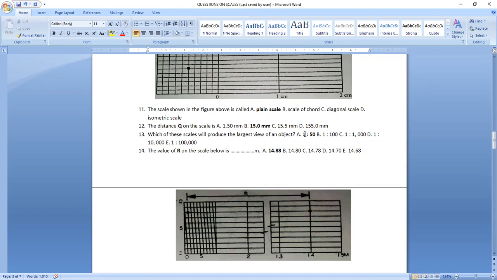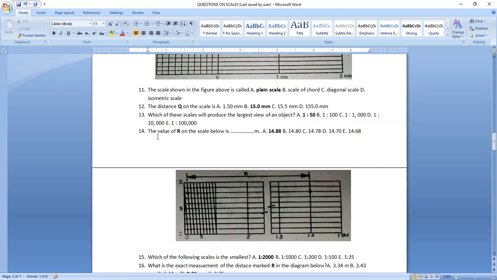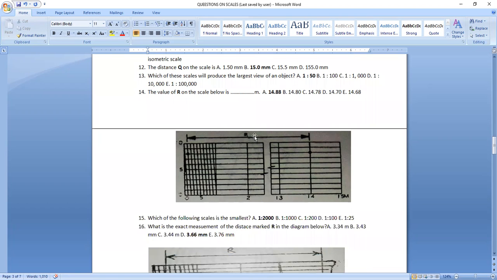So that is the answer. Option A is the answer to the question. Then question 14. The value of R on the scale below is, so how can we get the value of R on the scale below?